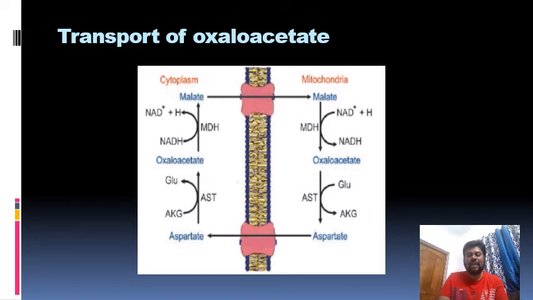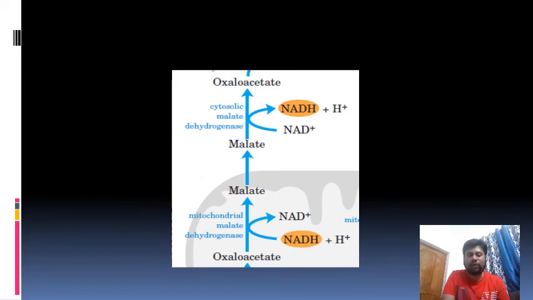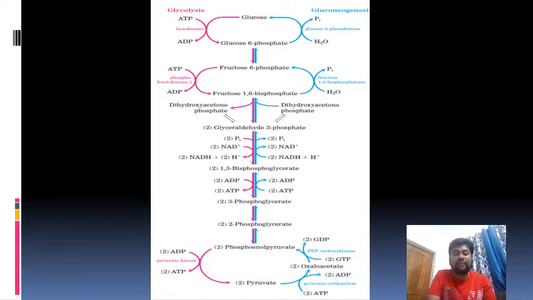Normally, for most of the substrates, oxaloacetate prefers to go as malate. Oxaloacetate will form malate, and that malate goes out through the malate transporter, and in the cytoplasm will be converted back to oxaloacetate. Why is the malate pathway preferred? During this process, along with oxaloacetate, one more NADH is also transported into the cytoplasm. This NADH is very much needed for reversal of the glyceraldehyde 3-phosphate dehydrogenase step in gluconeogenesis. That's the reason the malate shuttle is always preferred by oxaloacetate.